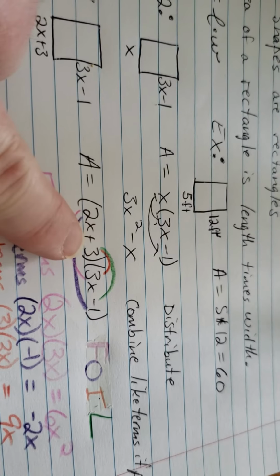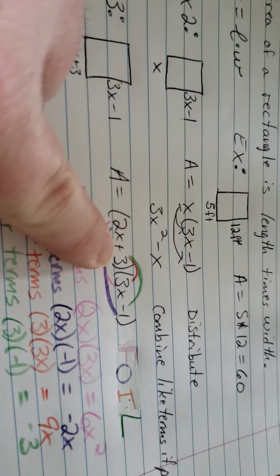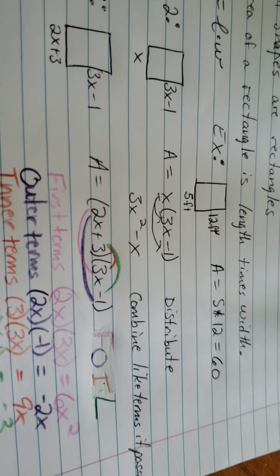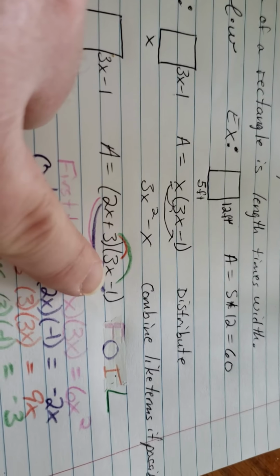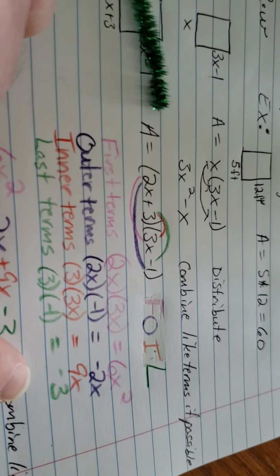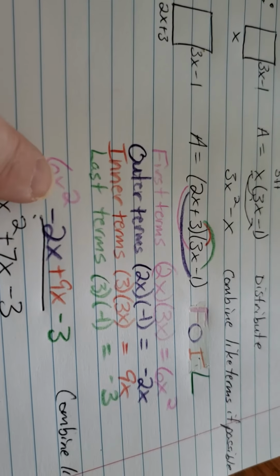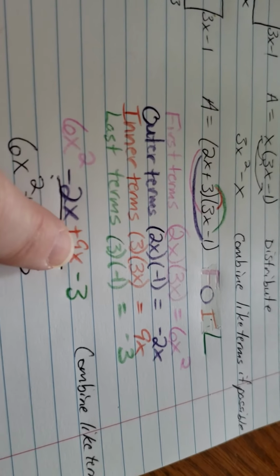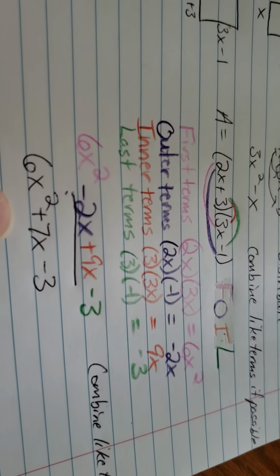Then we're going to take our second term in our first parenthesis, the 3, and I'm going to multiply it by 3x. And I'm going to take the 3 and multiply it by negative 1, and I get 9x and negative 3. And then I put those things all together and combine like terms. Now I do have like terms in the middle. Negative 2x plus 9x gives me 7x.